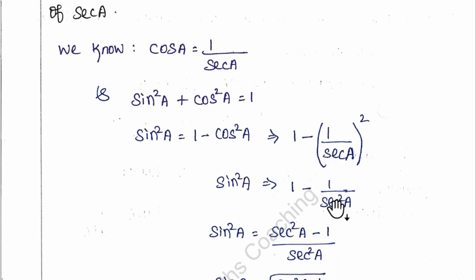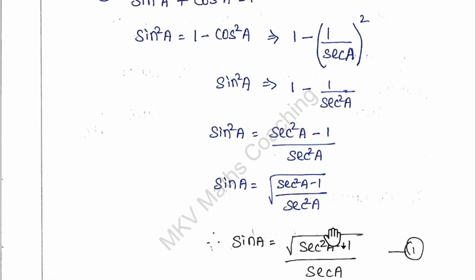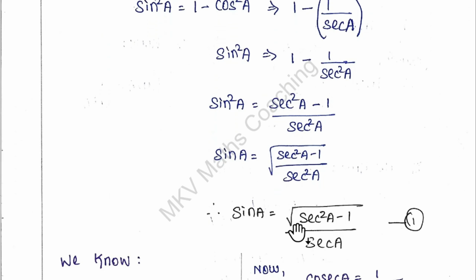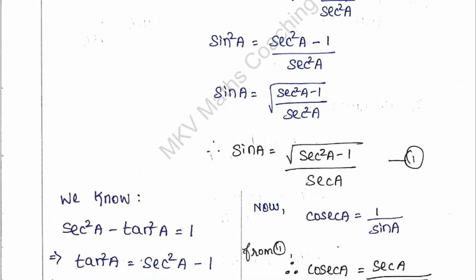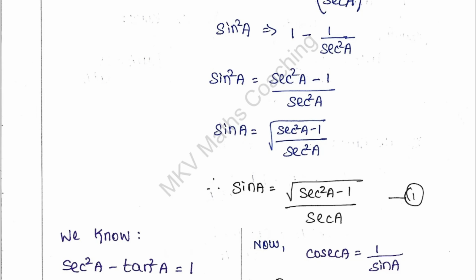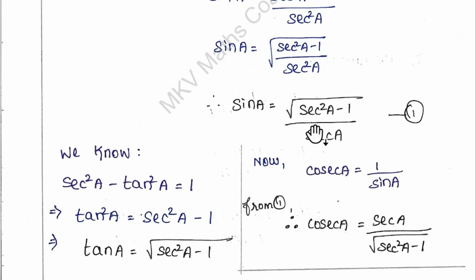Now 1 by secant square, right? If you square it and just cross multiply it, secant square minus 1 by secant square. Take the square root inside for numerator and denominator. So root of secant square A minus 1 divided by secant A. Square and root will get cancelled only for the denominator. Okay. So next, after you got the sine A, so we have got sine and cos, right? Cosecant will be 1 by sine. So you just take the reciprocal of the sine value. So secant by root of secant square A minus 1.